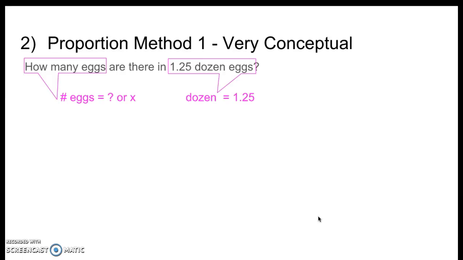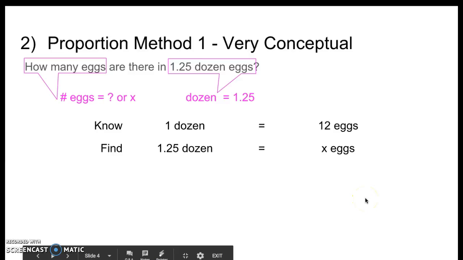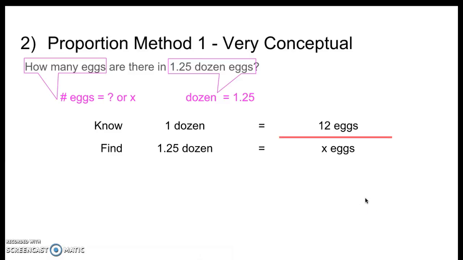Let's look at how we can do the same problem with proportion method 1, which is very conceptual. So we already have our problem annotated, which is a super important step in solving these problems. In proportion method 1, we take the information that we know again, 1 dozen is equal to 12 eggs. And we take the information that we find, 1.25 dozen is equal to X number of eggs. And what we do is we set this into two fractions by drawing fraction lines between our values. Notice in this case we have dozen on top of dozen and eggs on top of eggs.